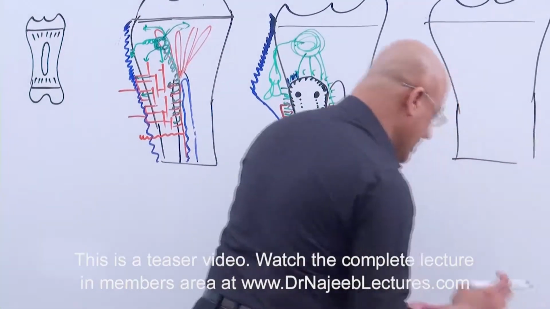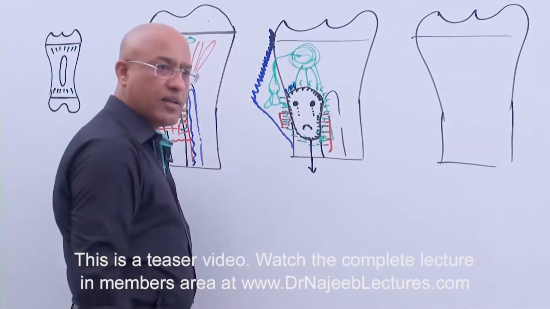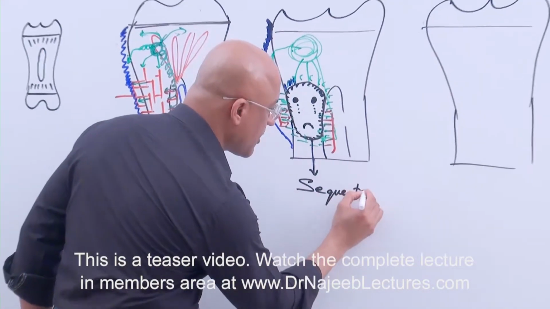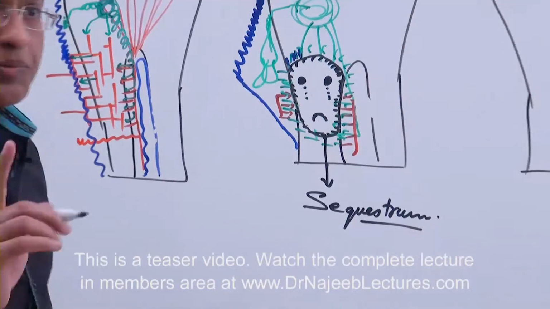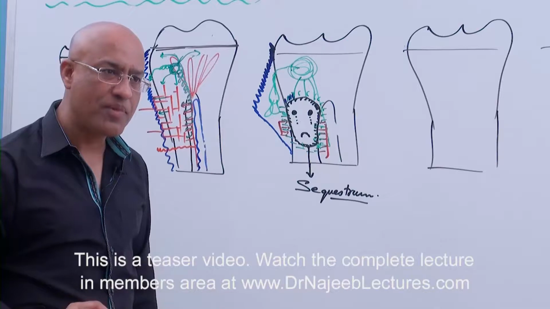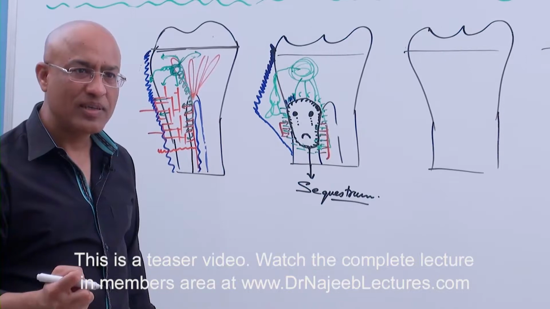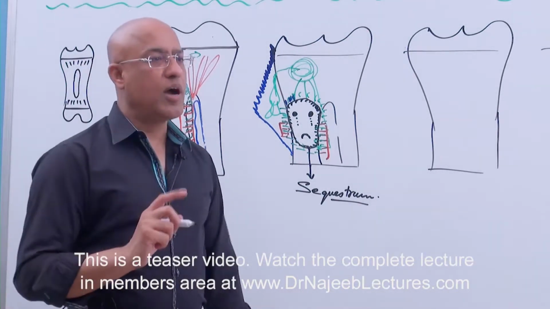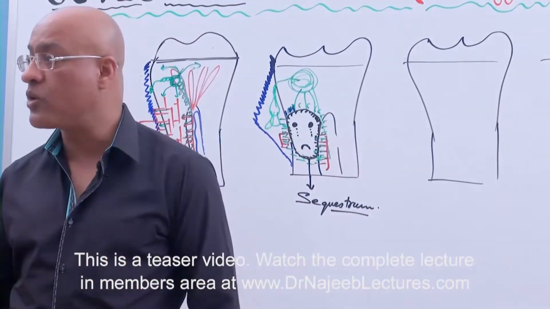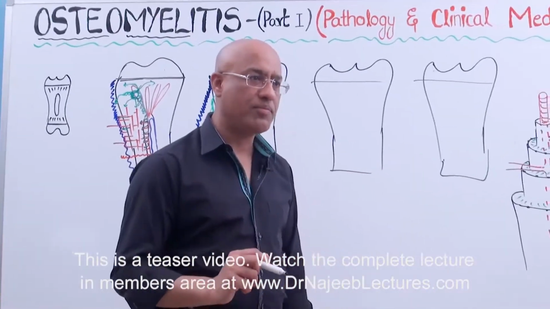Who will tell me the name of this dead bone which needs to be removed if the patient is to recover? This is called sequestrum. Now you understand how the sequestrum forms and why it forms, how the vascular compromise occurs. So if a patient with acute osteomyelitis comes, and if diagnosis is delayed or adequate antibiotic treatment is not done, there's a chance sequestrum will form.